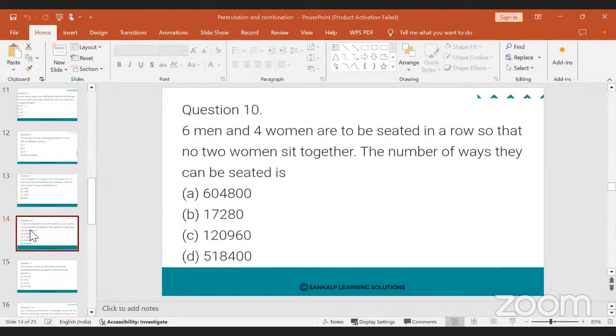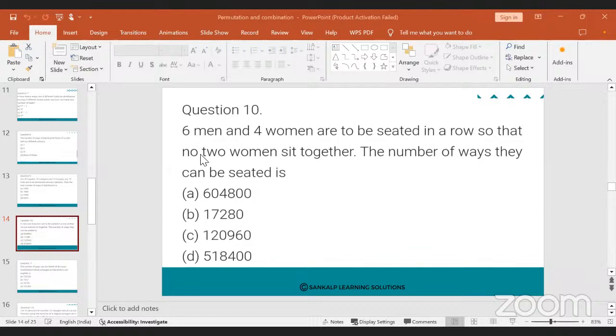Yes. Next one is: 6 men and 4 women are to be seated in a row so that no two women sit together. The number of ways they can be seated is: Option A, 6 lakh 4,800. Option B is 17,280. Option C is 1 lakh 20,960. Option D is 5 lakh 18,400. So try to solve it and get the answer.